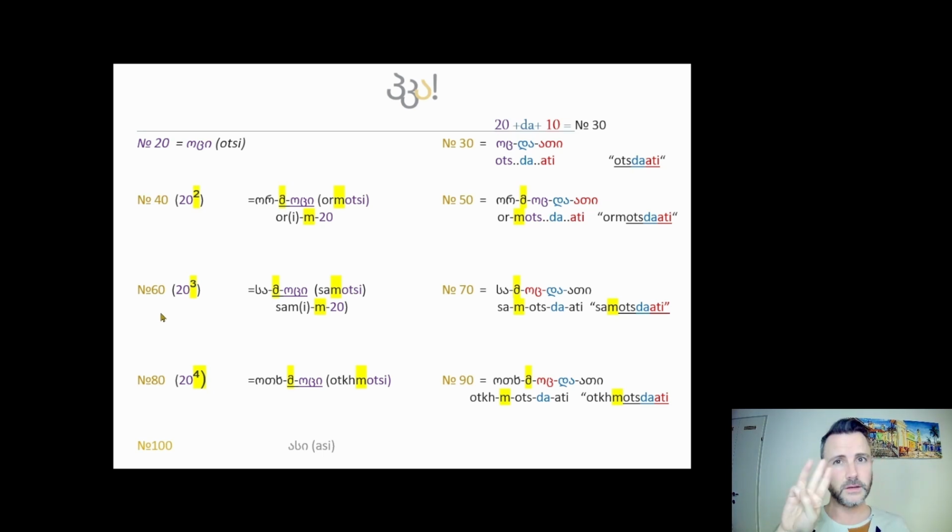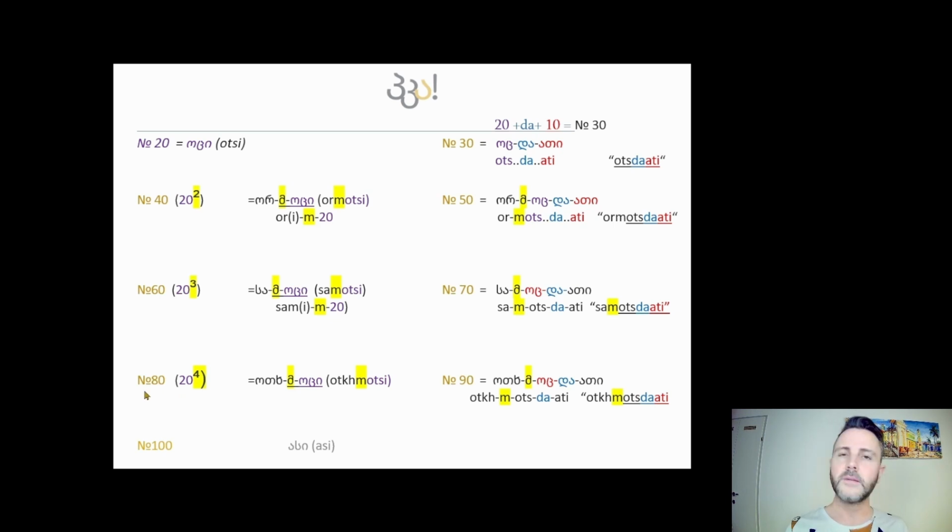Similarly, 60. That's 3 multiples of 20. So it's from sami, 3. Samotsi, 60. Samotsi, 3 20s. Samotsi plus 10, 60 plus 10, 70, gives us samotsdaati. Samotsdaati. And see here, sami, m is our multiplier, ots, our 20, da, and 10. So it's 3 20s plus a 10. Logically, that's a 70. Samotsdaati.